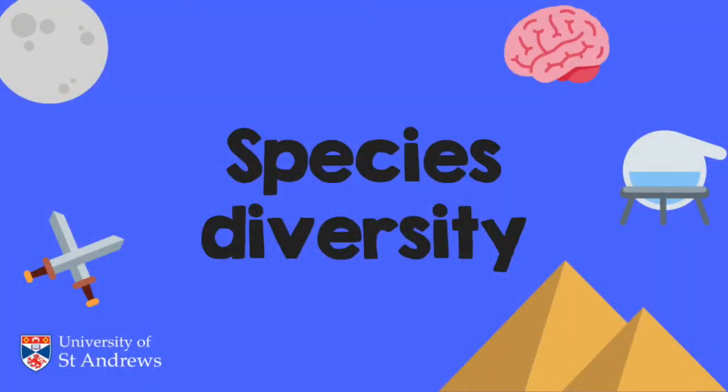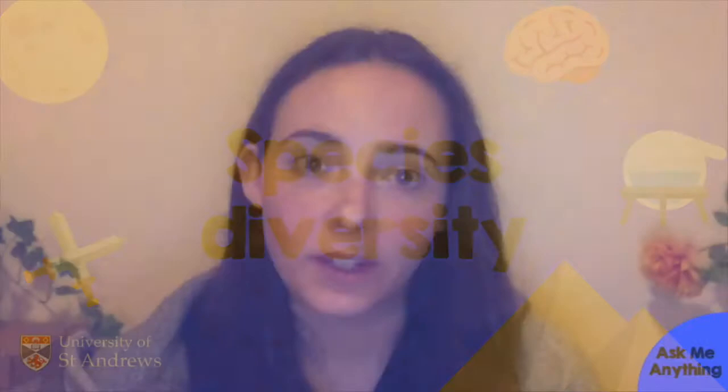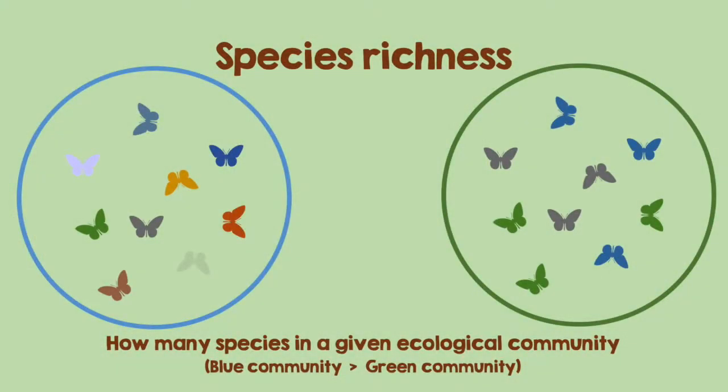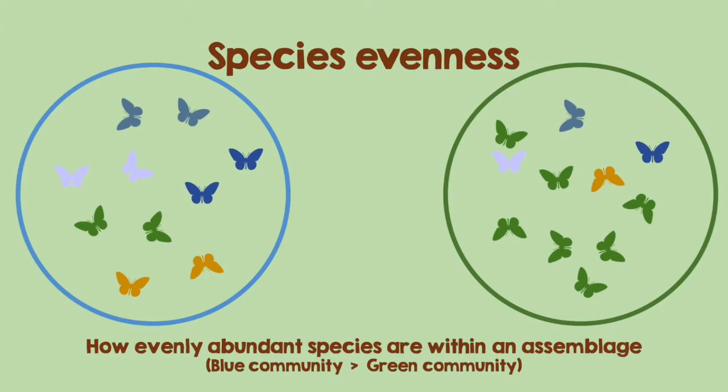Species diversity is the most commonly measured aspect of biodiversity, and you can measure species richness, which is essentially just how many species are within an assemblage. Or you can look at species evenness, which is a measure of how even the population sizes of each species are within an assemblage. In other words, are there one or two species that completely dominate the community while others are sparsely populated, or are species more or less equally abundant?